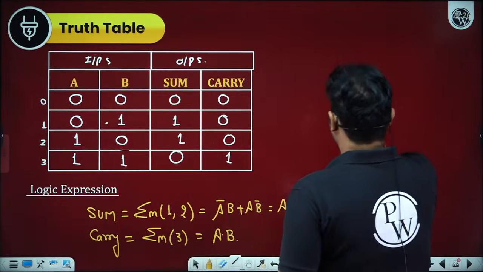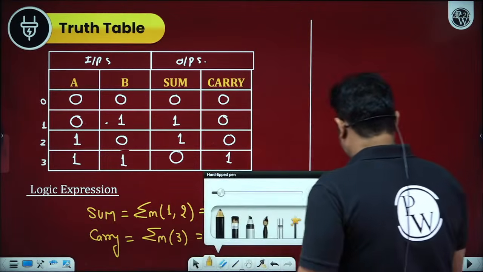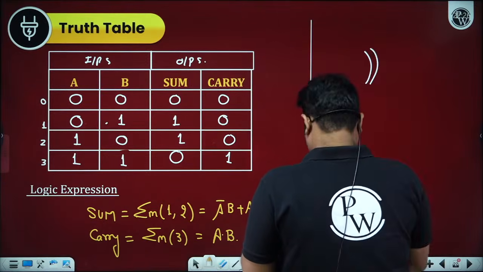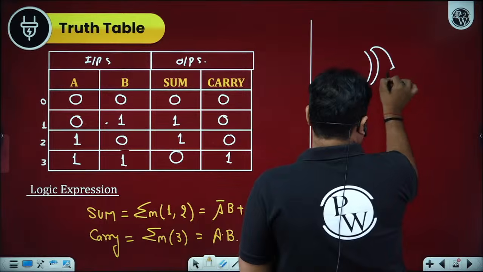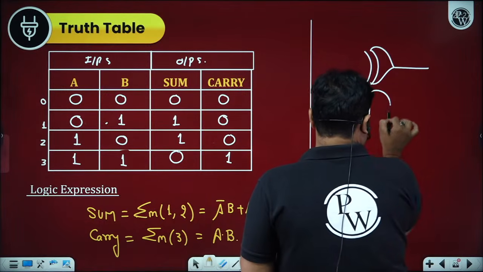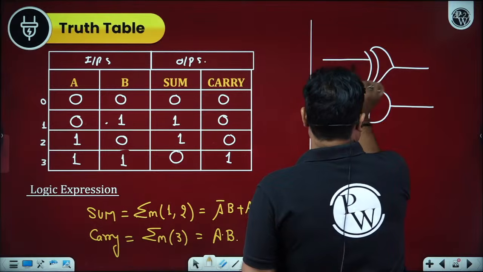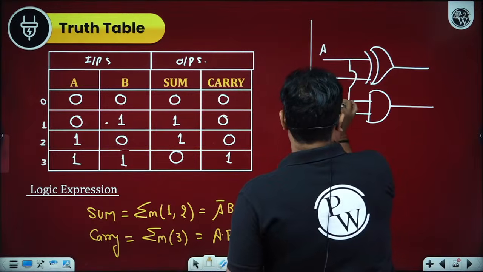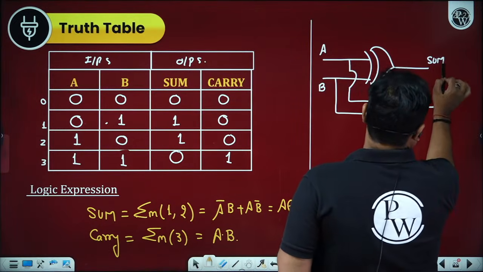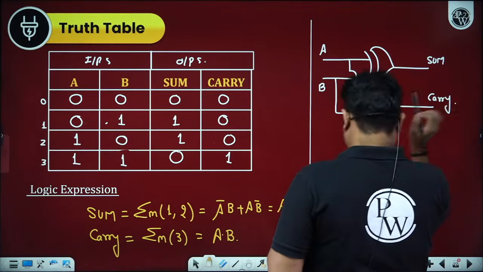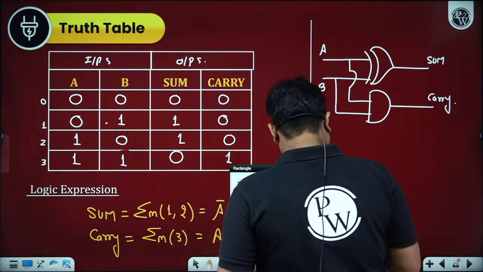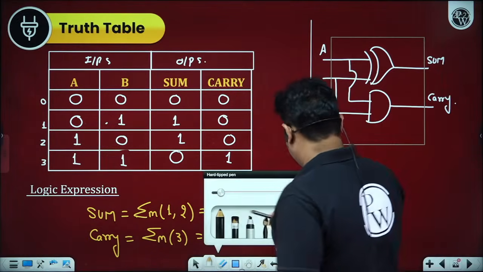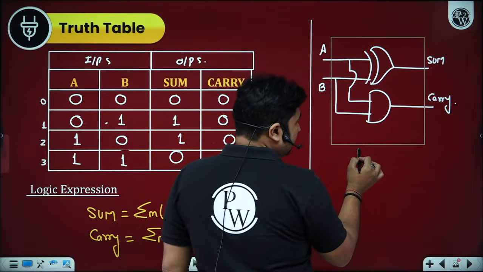Next is circuit implementation. So can you implement this circuit? Yes, sir. We need one XOR gate and one AND gate. With one XOR gate and one AND gate, the sum and carry are available to us. So this is how we can design any desired combinational circuit. You are the one who has designed this adder circuit.